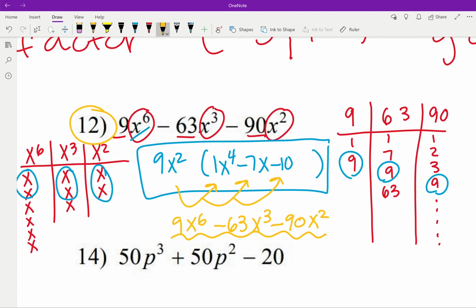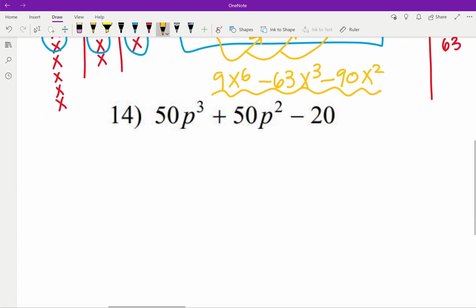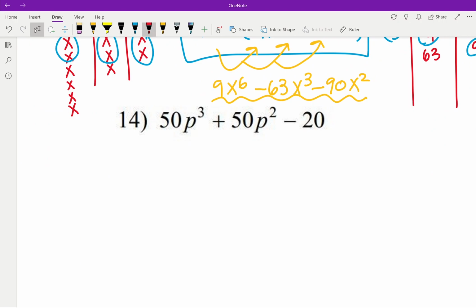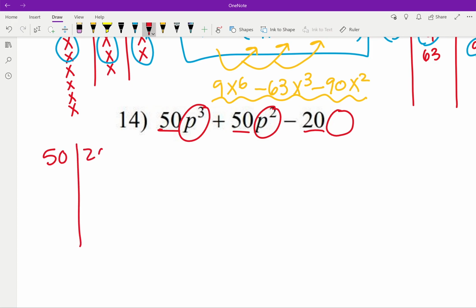Okay, let's look at the last example. In the last example, notice that they have coefficients for each one, but not every one has a variable. This one's missing a variable. So that means the only thing we're pulling out is a number. So we have 50 and 20.